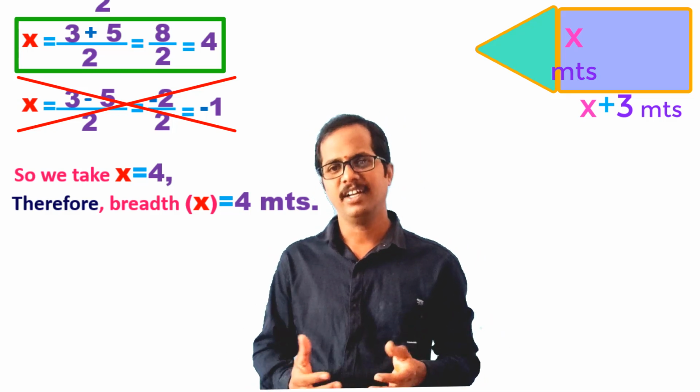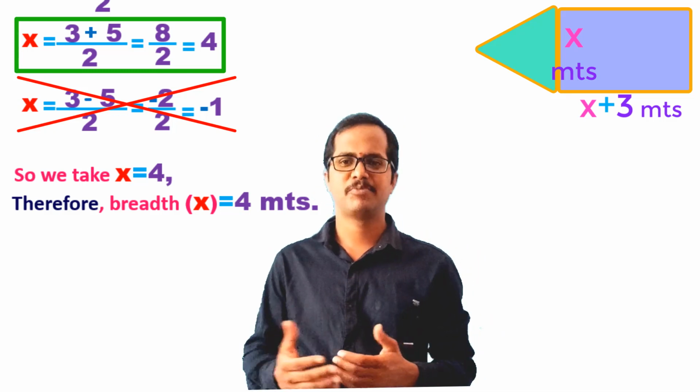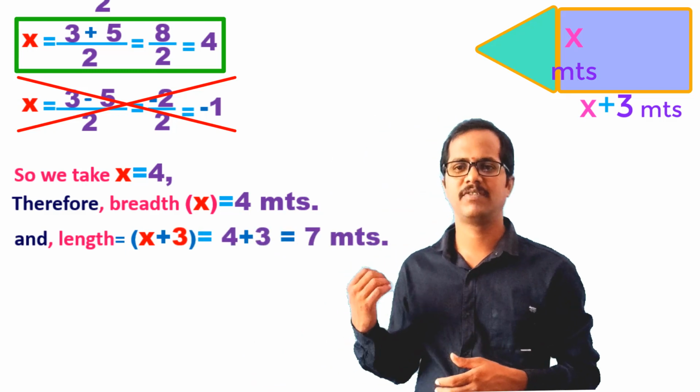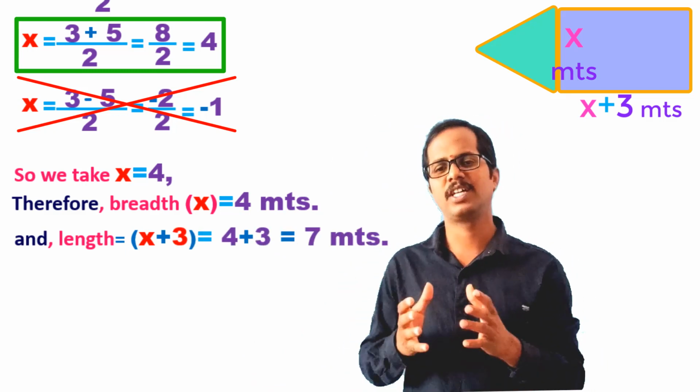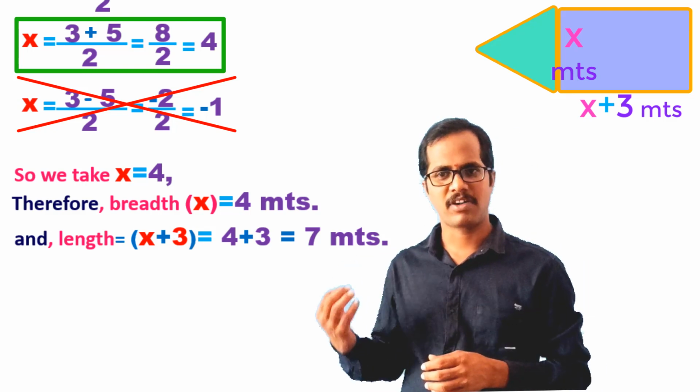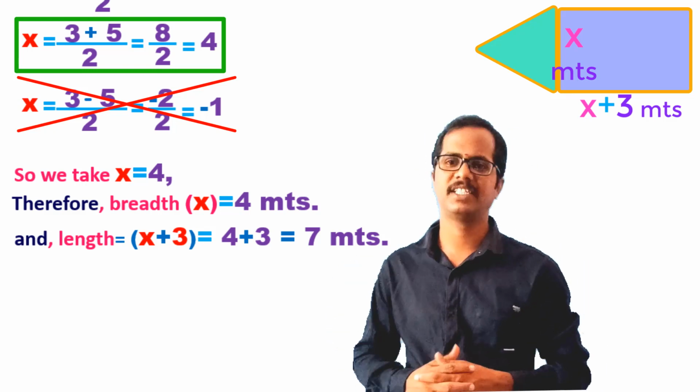And what is the length? The length is 3 meters more than the width. So we get 4 plus 3, which equals 7 meters. So 7 meters is the length of the park. Therefore the length and width of the rectangular park are 7 and 4 meters.